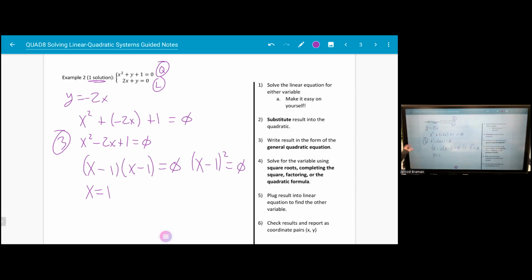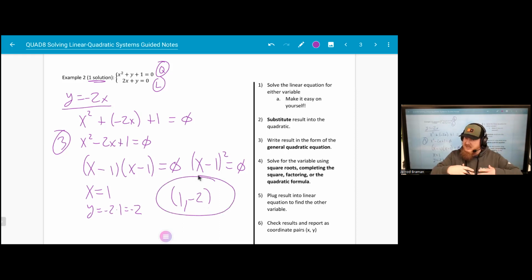Fortunately, we have an equation that says y equals -2x. So y equals -2 times 1, which is -2. In other words, this line and quadratic intersect when x is 1 and y is -2. A great way to check this would be to go to Desmos, plug that in, and make sure that they cross one time. You could also plug it back in, check both of them, and it would work.